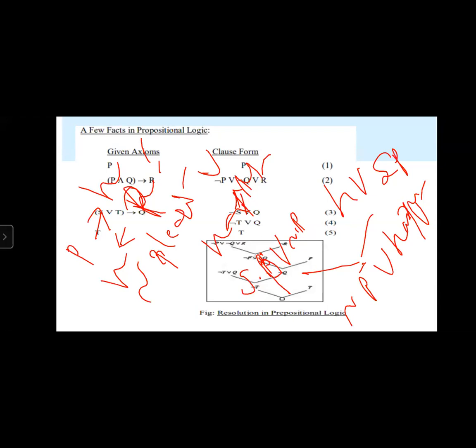Goal 1: prove not strawberry picking. We assume strawberry picking, that means we negate the goal and add it to the clauses. Resolving strawberry picking with not strawberry picking or not raining gives not raining. Not raining with raining gives a contradiction, the empty clause.